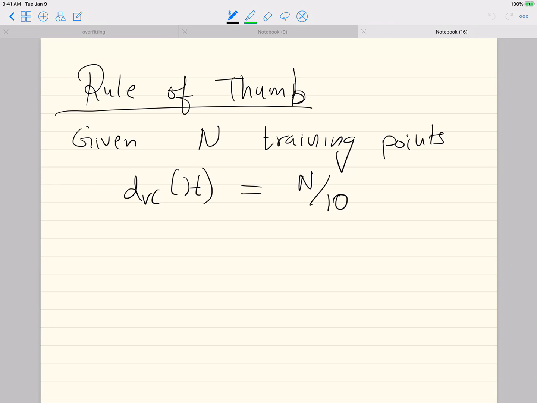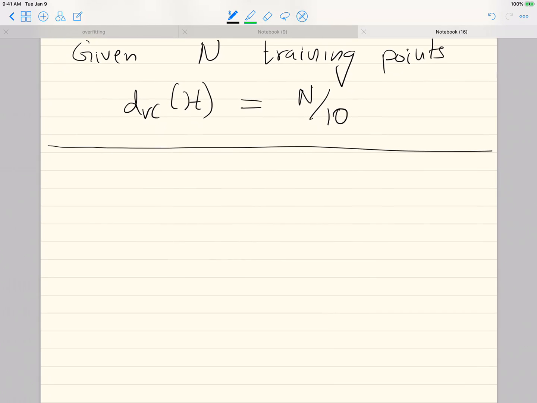Okay, so I have been talking a lot about VC dimension. The question is, how do you compute it, right? What is it for some popular models? So we'll do one in the lecture. We'll do the VC dimension for linear classifiers.